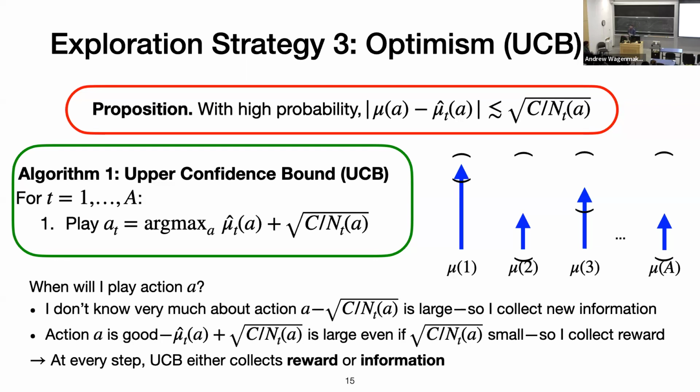If I knew something about the value of each arm, but I knew that my estimate was kind of wrong, like let's say I had a mu hat that I knew was boundedly different from mu star.